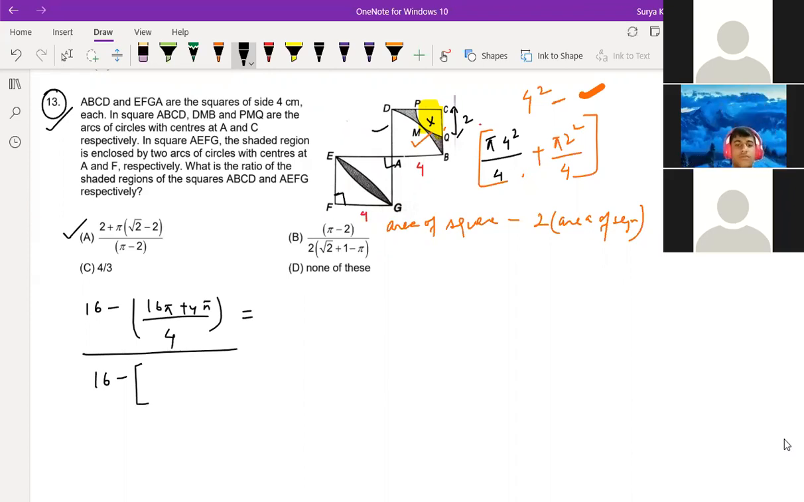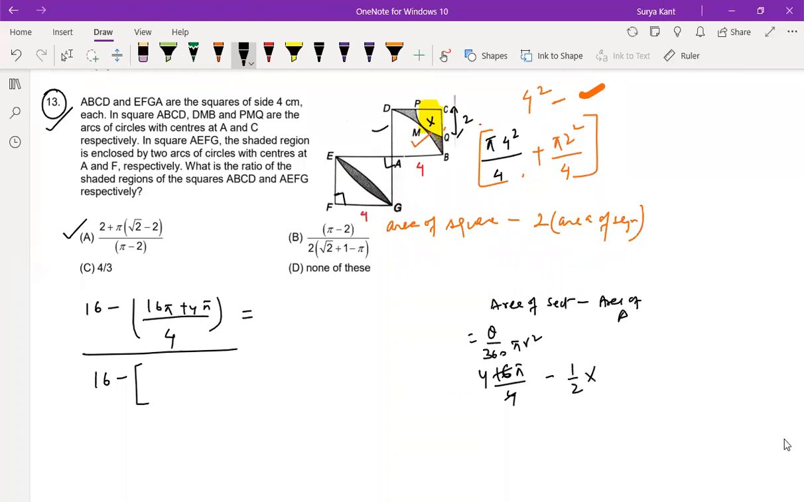What is area of segment? Area of segment is area of sector minus area of triangle. The sector area is what? So radius is 4. So 16 pi by 4, right? So 4 pi minus area of triangle, half base into height. Half base into height, 2 2s are 4, 8. So 4 pi minus 8. This is 4 pi minus 8.